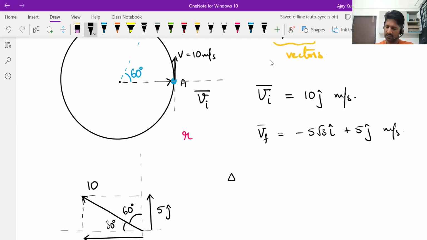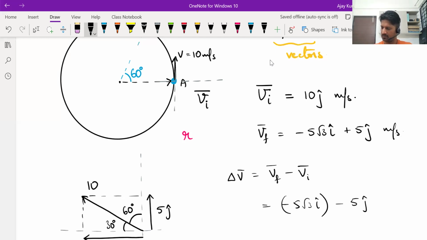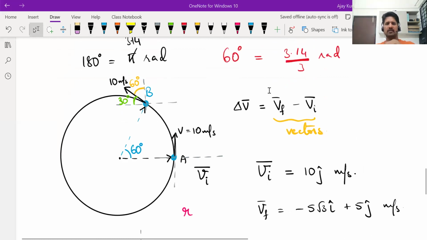And now you can express the change in velocity, v final minus v initial. Subtract them: -5 √3 I cap plus 5 minus 10, so -5 j cap meters per second. Okay, is this calculation clear to all of you? Are you confident of calculating changes in velocities, expressing velocity first, then subtracting them to get the change in velocity? Can you do that or not?